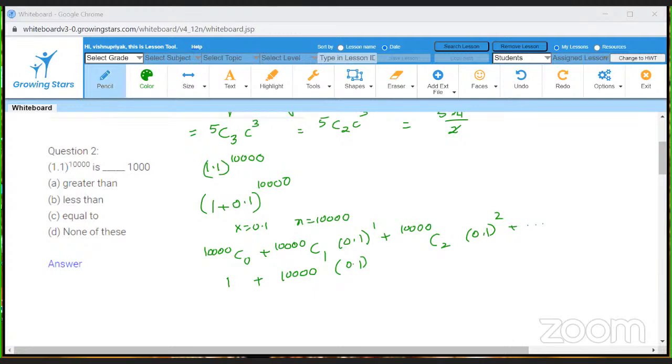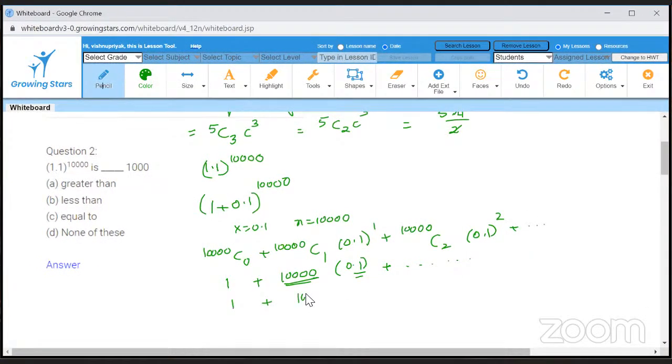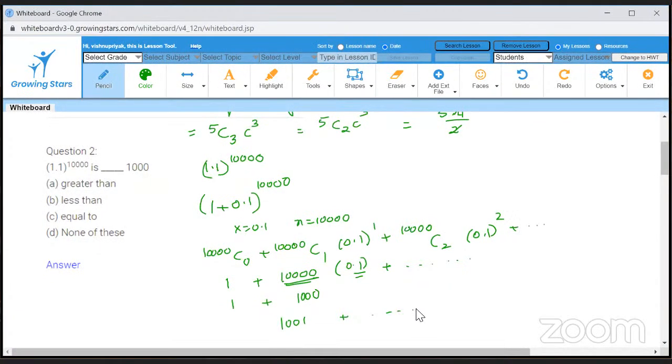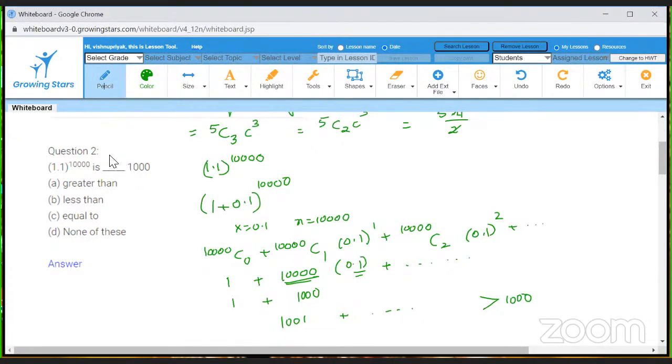Yes, it is correct. Whoever has written answer A, that is correct. I don't know who has written. Then next, if you take the others, it is good. If you don't take, that is also fine. Here 1 plus 10,000 into 0.1 will be 1,001. So already you have 1,001 and more added. Obviously, this will be greater than 1,000. So here you have to write greater than. Option A is correct.